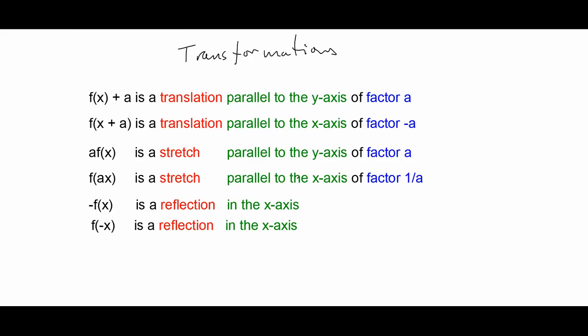So then, to complete our summary, minus f of x is a reflection in the x-axis, and f of minus x is a reflection in the y-axis. For the reflections, when describing a reflection, there are only two things to say. It's a reflection and the axis in which it's reflected.